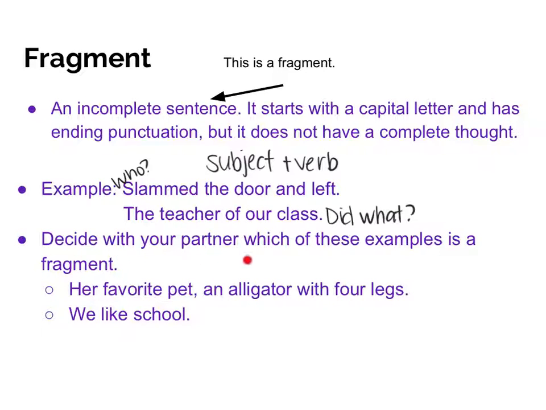Now, decide with your partner which of these examples is a fragment. Her favorite pet, an alligator with 4 legs. Or, we like school. Talk to your partner now about which one of these is a fragment.